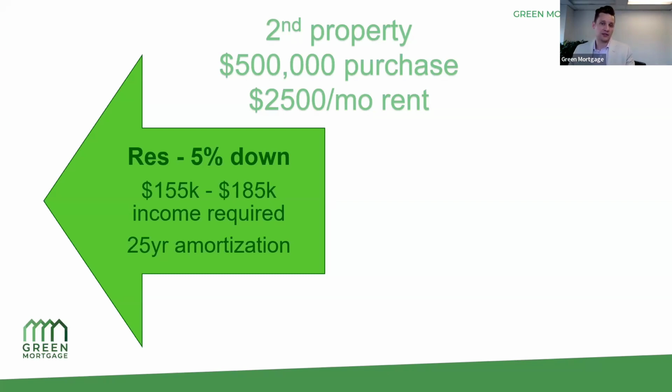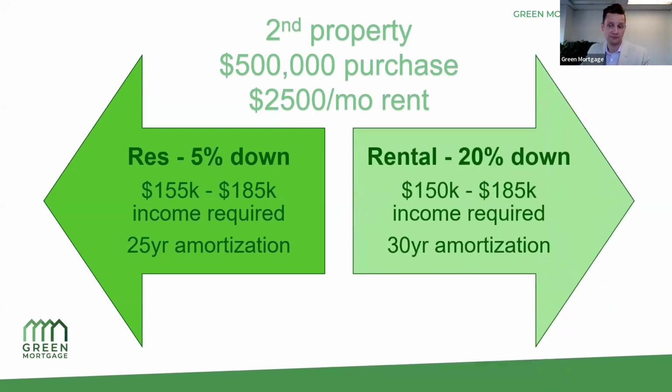Now the income requirement is jumping up. Instead of needing about $125,000 of income, you probably need 155 to 185 in income now. So your income requirements are starting to jump up. And this is where, for some individuals, it's a bit harder to qualify when you're just putting 5% down, because unfortunately you just have more debt.